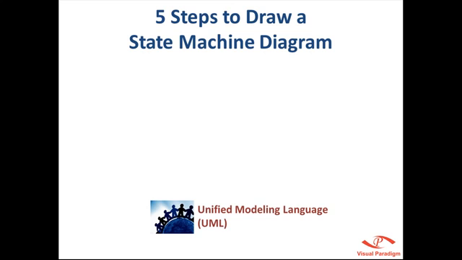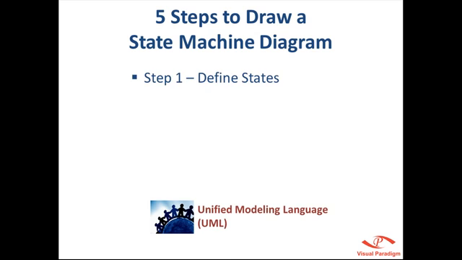In UML, a state machine diagram is used to model the behavior of an object in a system during its lifetime. This video will show you how to draw a simple state machine diagram in 5 steps.